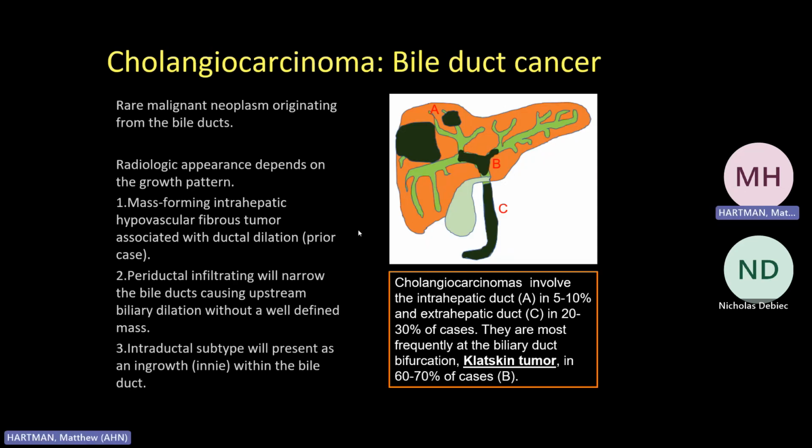And this is a nice review of the different types of cholangiocarcinomas, either being intraductal, extraductal, and our case, right, the biliary confluence, this is a Klatskin's type tumor.